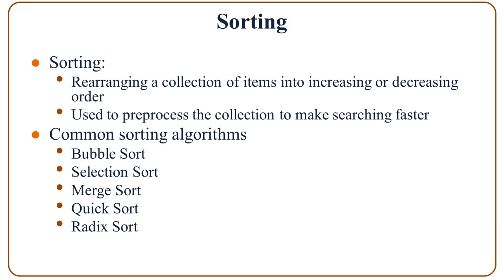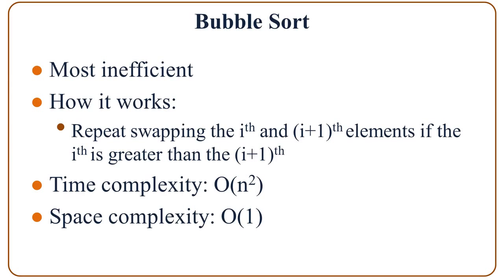Common sorting algorithms include bubble sort, selection sort, merge sort, quick sort, and radix sort. The bubble sort is the most inefficient approach. Let's see how it works.